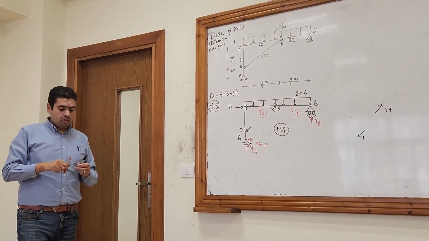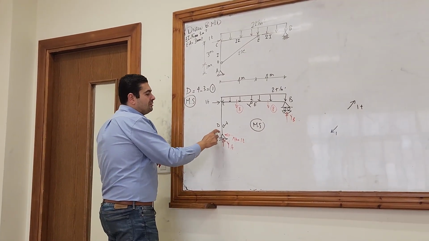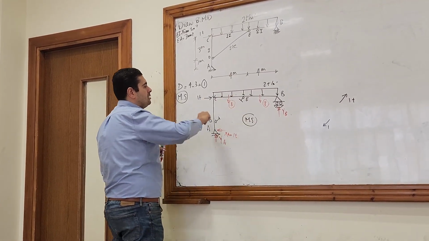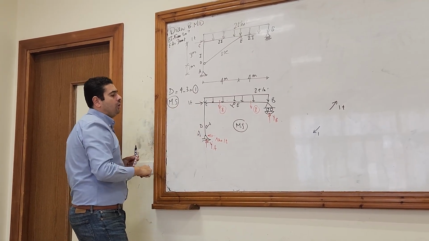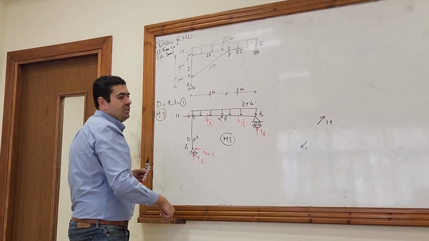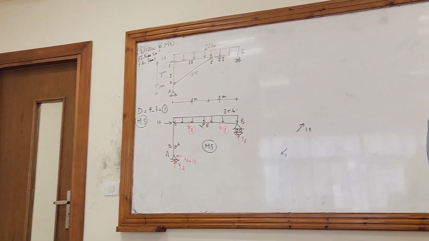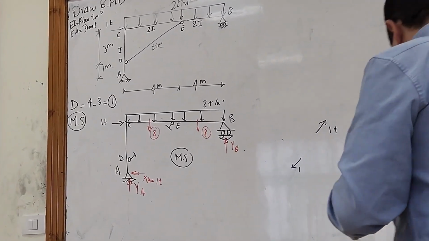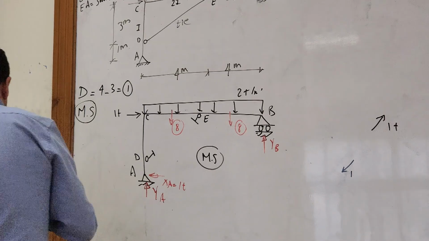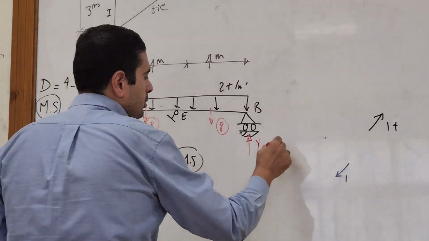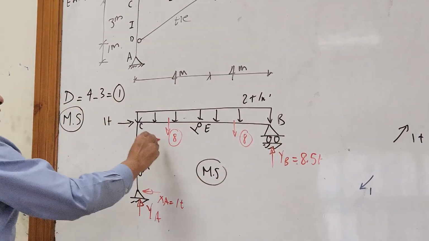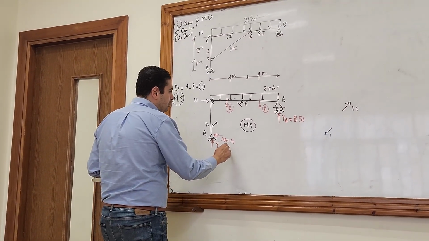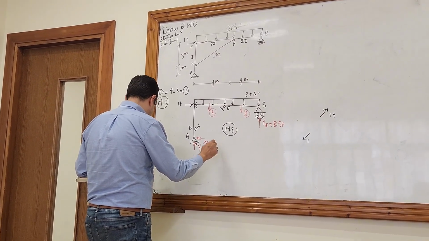Okay, let's calculate the reactions. Take moment at A. So 8 times 2, 8 times 6, and then 1 times 4 minus YB times 8. I think YB will be equal to 8.5. Sigma Y equals 0. I have 2 8s, which is 16. YB is 8.5, so YA will be 7.5.